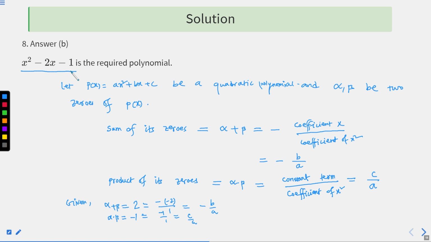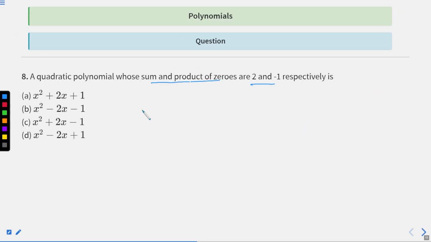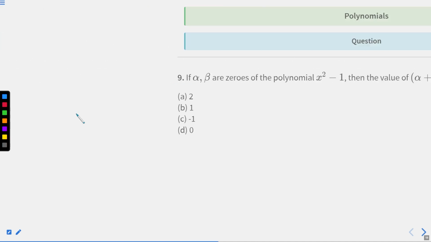Okay, so if you see the option, then in option B we have x squared minus 2x minus 1. So here the correct answer is option number B. Okay, so now let us move to question number 9.